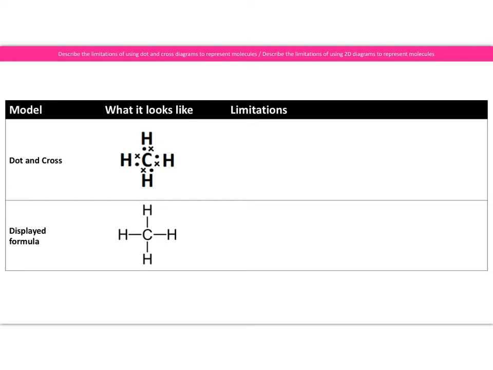At A level, it's quite a different thing, and the 3D shapes are very important. And in fact, the 3D shape is very important to the chemistry of many of these molecules. But at GCSE, it doesn't really matter, but that is the limitation that we have to acknowledge.